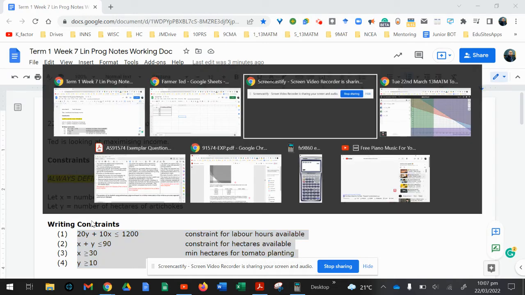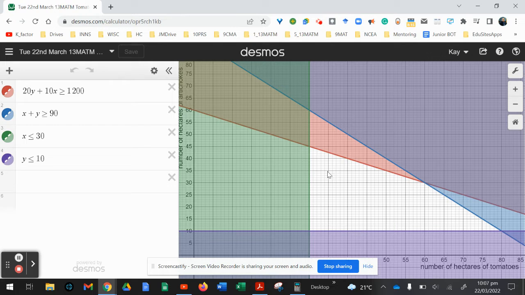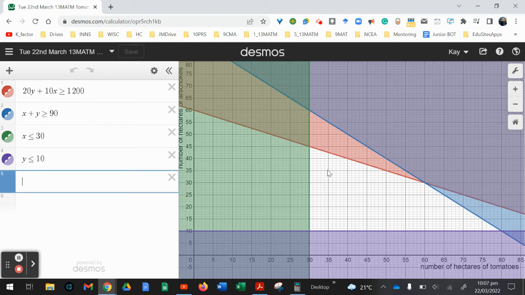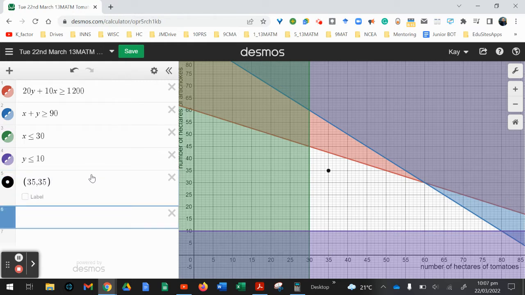So for that to happen, for instance, if we were to substitute that value there, which is, I think, 35 and 35. Okay, I'll show you 35, 35. Oh, look at that. That's within our region of feasibility. So that is a possible solution. Not the right one in this case, but it is a solution. Why is it a solution?